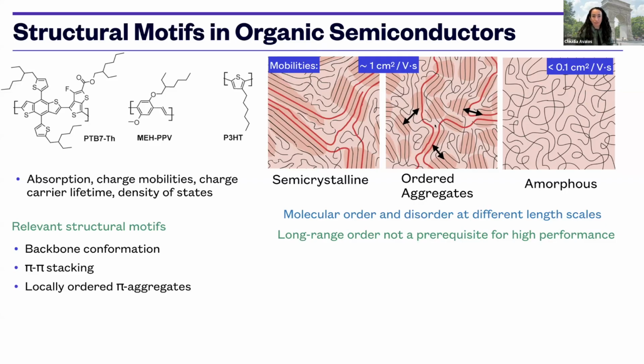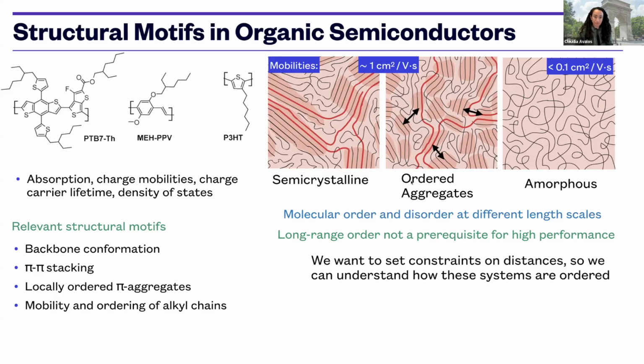I don't know if people can see my mouse, but I think so. And also, the mobility and ordering of these alkyl chains will also determine how amorphous the system becomes. So using solid-state NMR, we want to set constraints on distances, so we can understand how these systems are ordered. If we have a class of different organic semiconductor materials, we want to assess how much amorphous component I have relative to the crystalline or more ordered component, which can give me some insight on how well the system is going to work in a device, right?